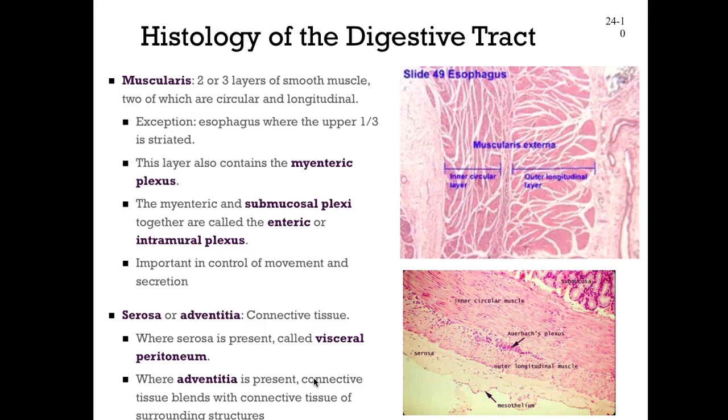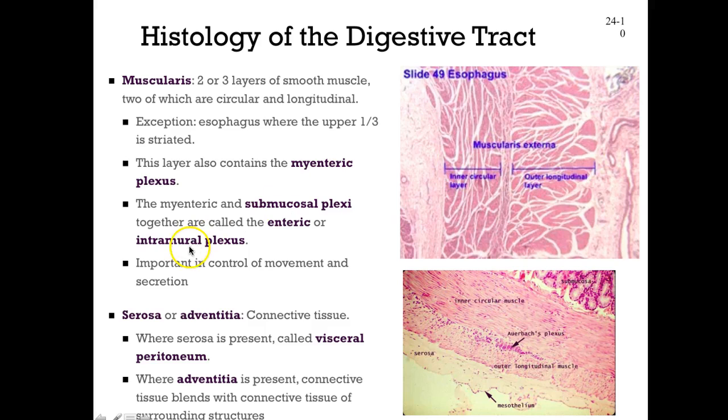So next let's talk about that third layer, the muscularis externa. This is either made up of 2 or 3 layers of smooth muscle, although typically it is 2 layers. The area of exception is the esophagus. The upper 1/3 is going to be striated muscle rather than the smooth muscle that we see here.